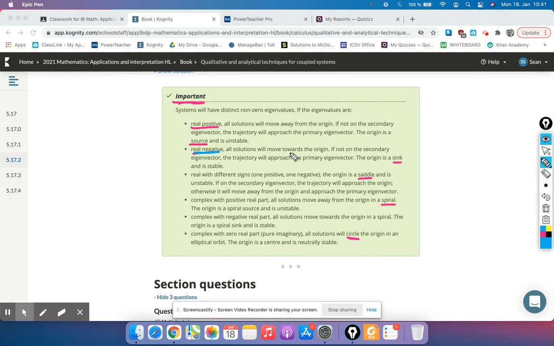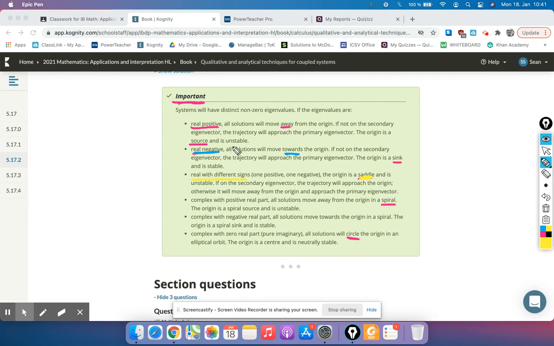The next situation is if they're both real numbers and they're negative. Then all solutions will move toward the origin instead of away from the origin, and this one's called a sink. Then you've got another situation. What if they're real and they have different signs? That's like the first one we just did. This one's called a saddle, and it's considered unstable.